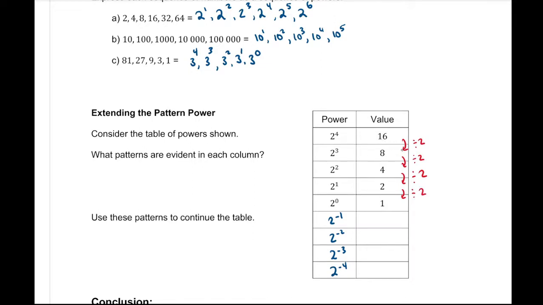16 divided by 2 is 8. 8 divided by 2 is 4. 4 divided by 2 is 2. 2 divided by 2 is 1. So if we continue that pattern, 1 divided by 2 is 1/2. 1/2 divided by 2 is 1/4. 1/4 divided by 2 is 1/8. 1/8 divided by 2 is 1/16. So if we continue the pattern down, those are what the values would be for those specific exponents.